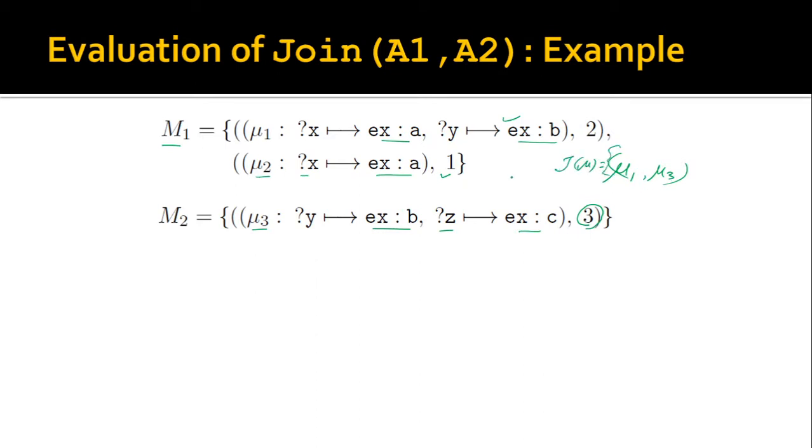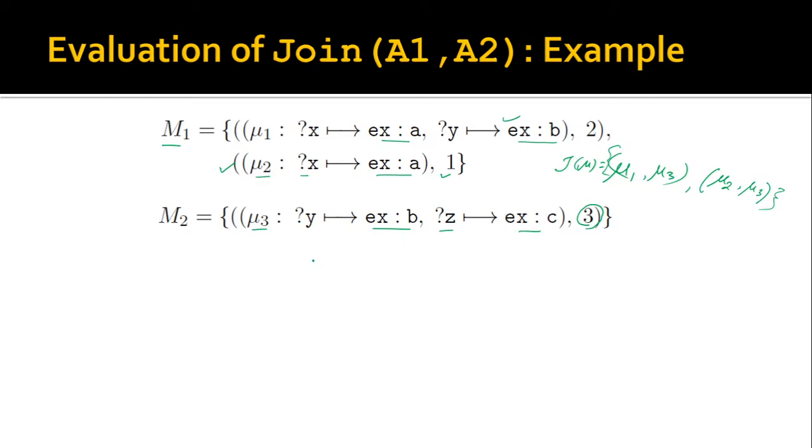And what else is there? Let us check this one. So this is mu2 and mu3. So let us see whether mu2 and mu3 can be one possible candidate to be included in J mu, right? Now you have got x to be instantiated with a, we don't have any x here in mu3, so that means these two are compatible. So we can include mu2 and mu3, right?